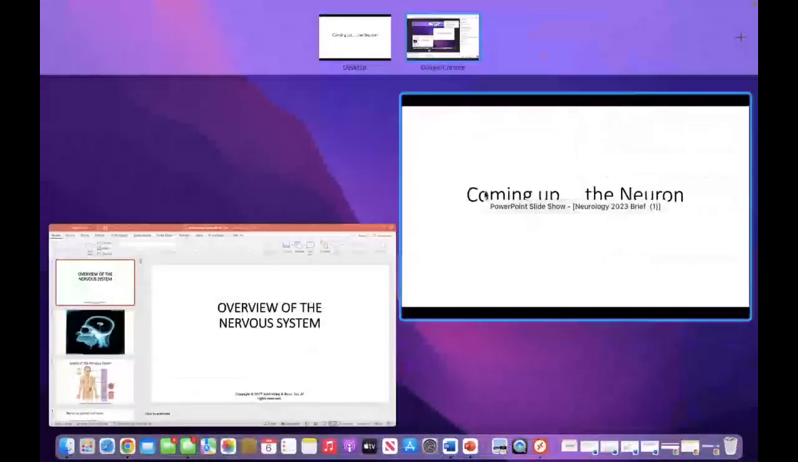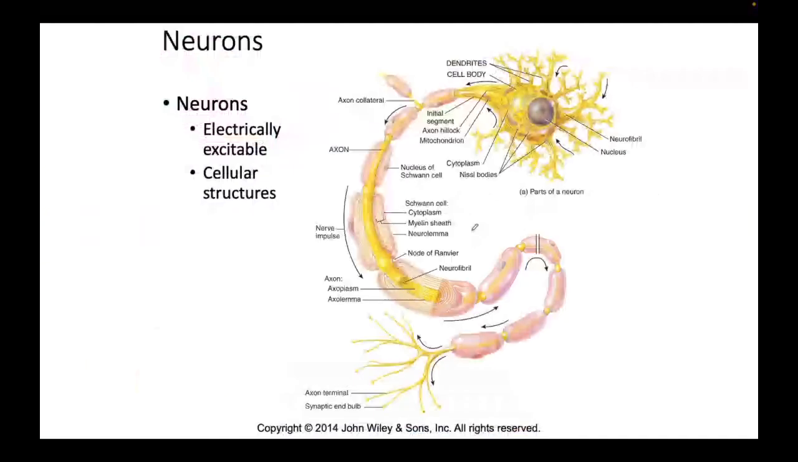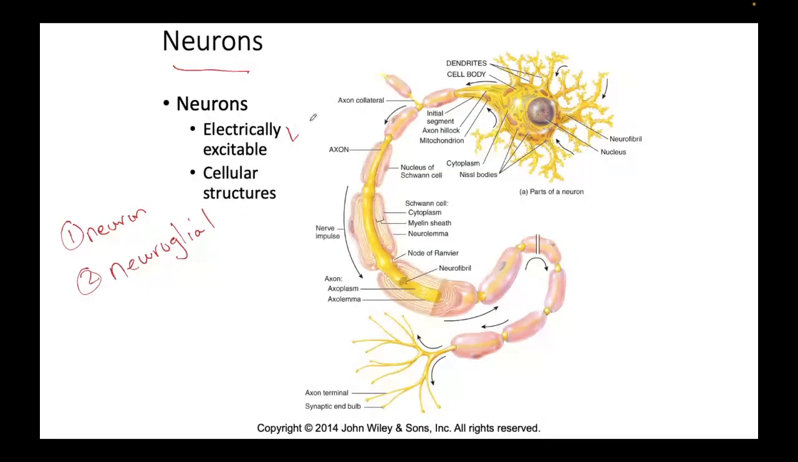Welcome back, class. We are still on neurology, and we're going to be looking at the neuron. Now, when we talk about neurology, we have two main types of cells. One is called the neuron, and the second type of cell is called a neuroglial cell. The neuron is the only one that is electrically excitable. Electrical messages can get conducted down a neuron, which is what we're looking at in this picture.